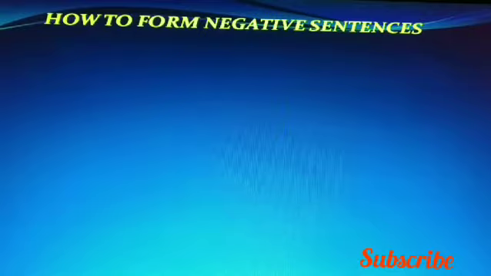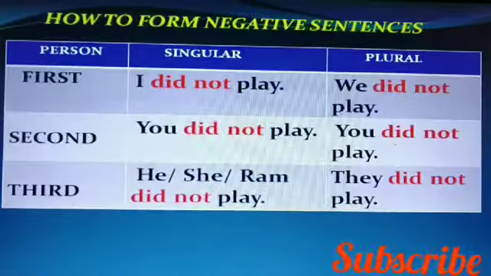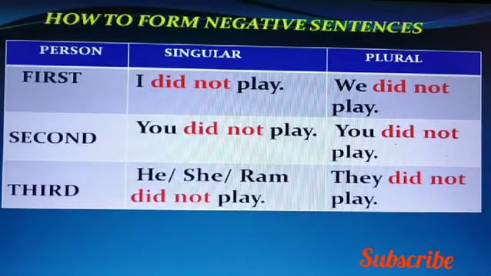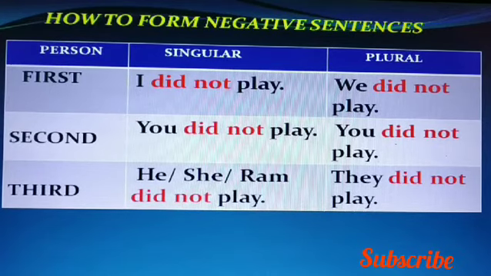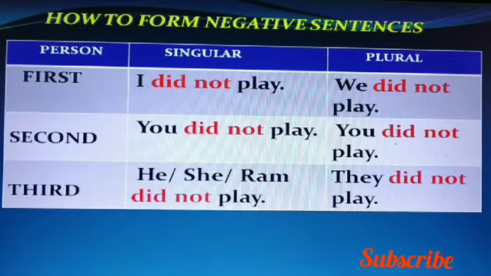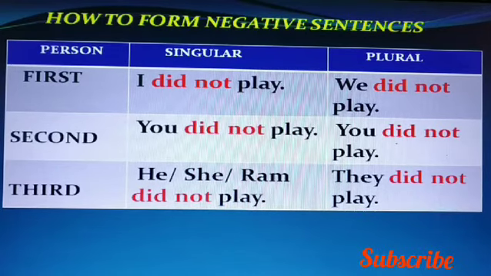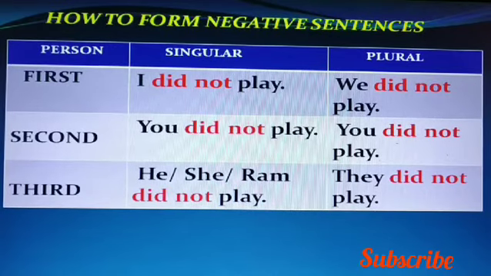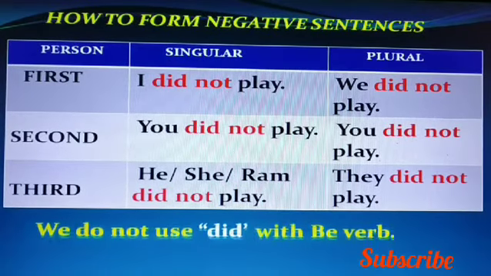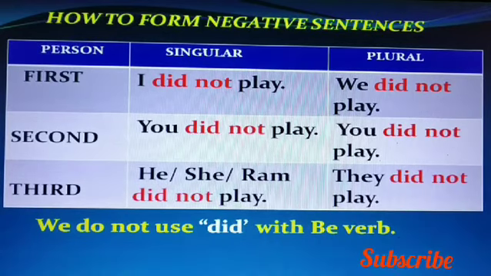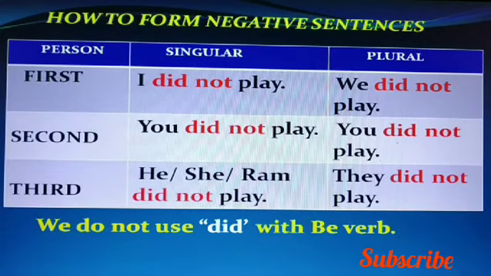How to form negative sentences? Now then, you have to learn to form negative sentences. Look at this chart. We always use did not to form negative sentences in the simple past tense. Whether the subject is first person singular or plural, second person singular or plural, or the subject is third person singular or plural, we always use did not. Only exception is with be verb. When we use be verb, we do not use did.